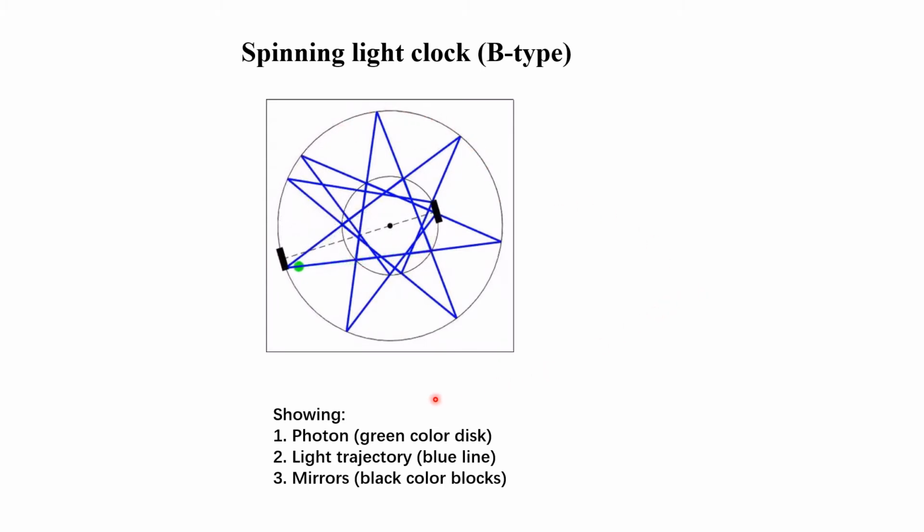So here we can see that this kind of pattern constructs a light clock, and we call it a B-type spinning light clock.